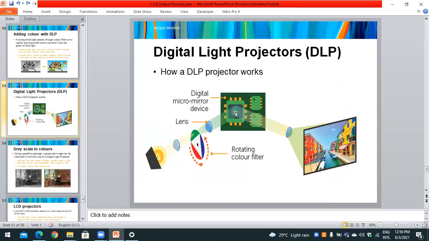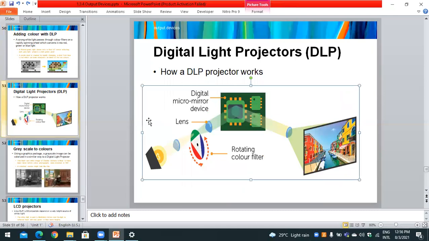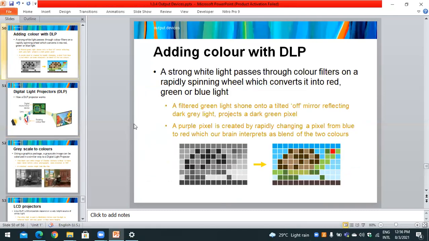After rotating, the light is reflected from here to another lens, and then we are spreading the image. So the image that was forming on the back side, that is what we are talking about, will be formed in the same way. So the filtered green light shone onto the tilted-off mirror, reflecting gray and dark gray light. Through that, the projector projects a dark green pixel as well.